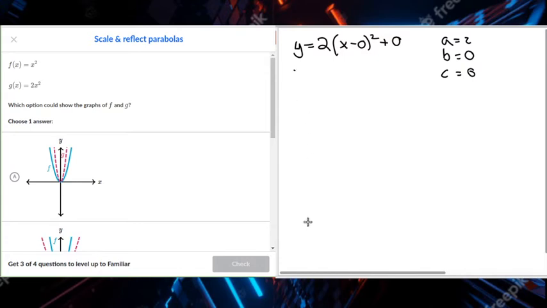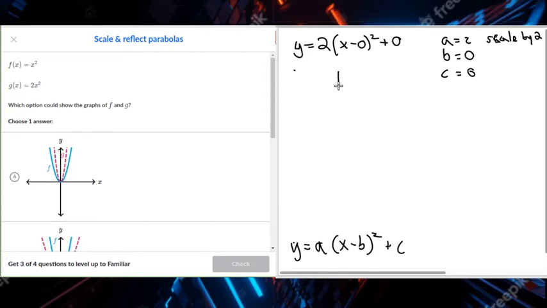Let me write this down here so I don't have to erase it later. y is equal to a(x minus b) squared plus c. Okay, so I haven't shifted it. I haven't shifted the x squared at all here, right? I've just scaled it. We just scale this by a factor of 2.